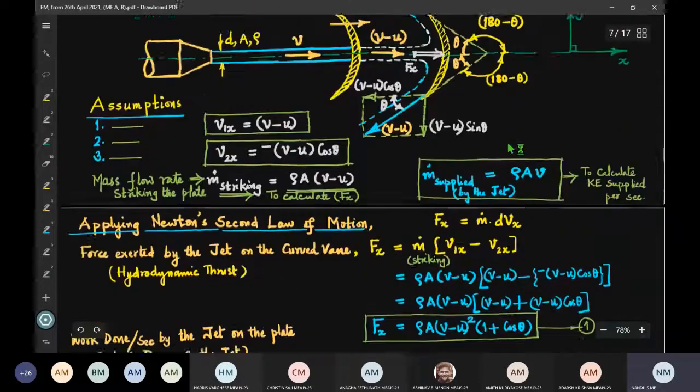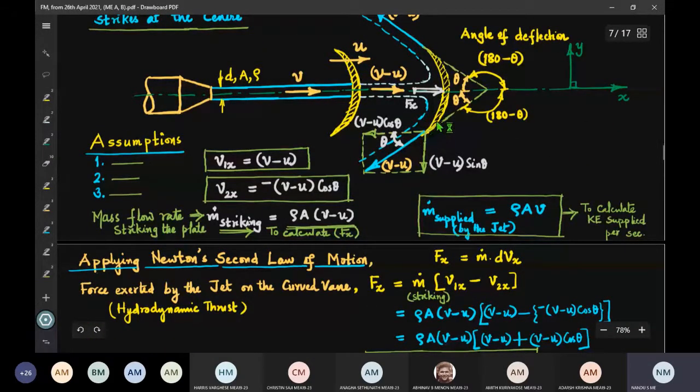And what about v2x? If you consider the deflected jet, its magnitude is v minus u and the direction is this one. And the angle of deflection here is 180 minus theta. So that means the jet is turned through an angle equal to 180 minus theta. The inside angle here is theta and the outside is this much. This is the angle through which the jet is turned, so obviously this is an obtuse angle. When theta becomes 0, this angle of deflection will be 180 degrees.